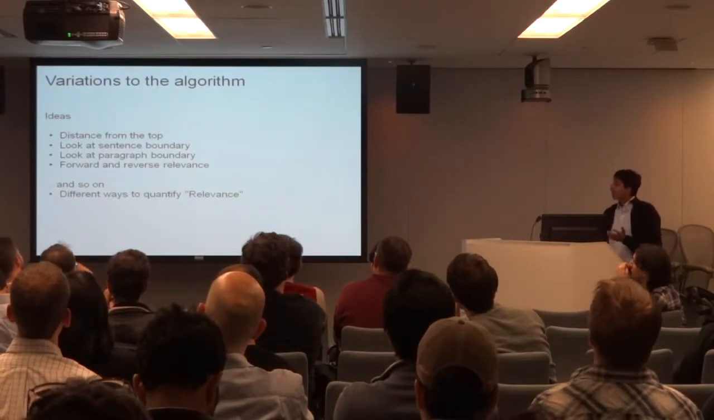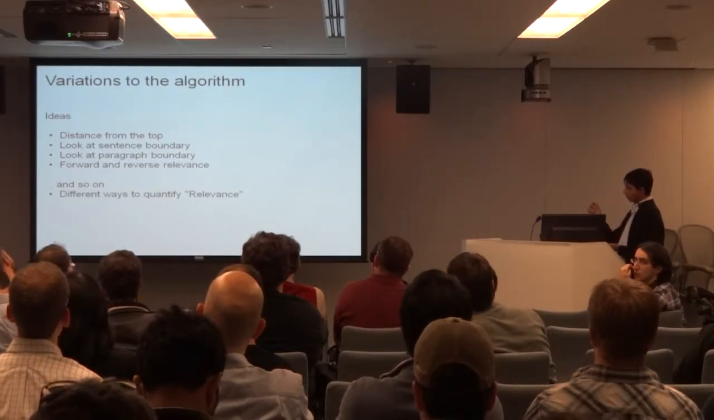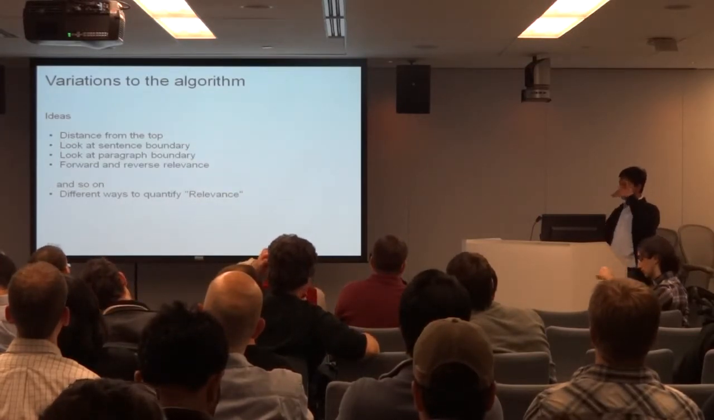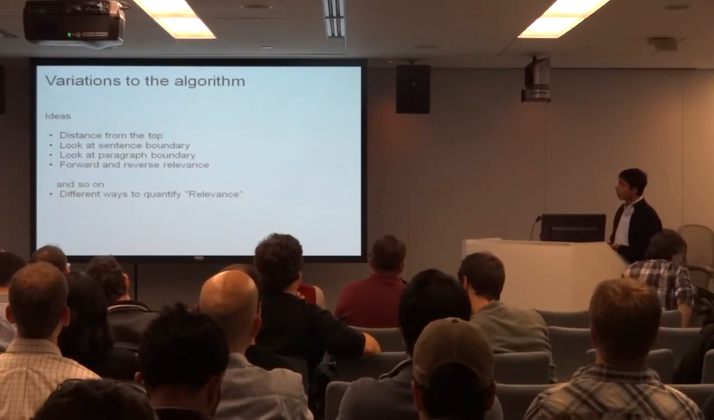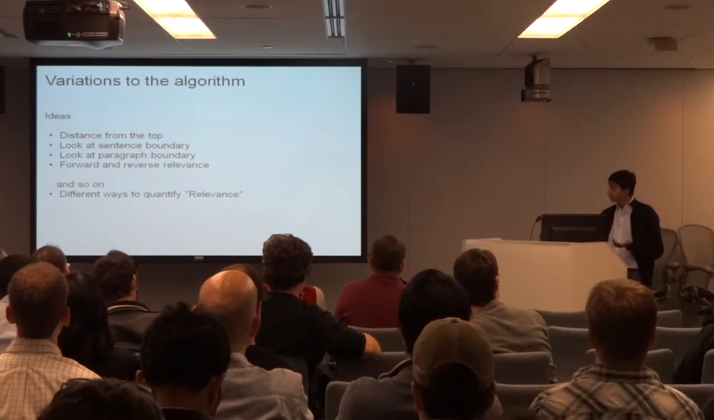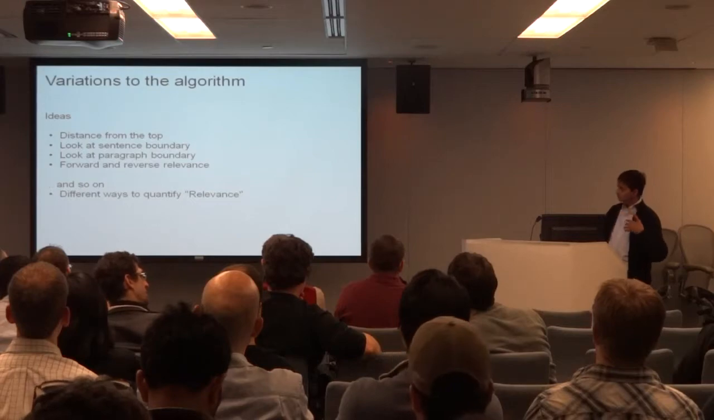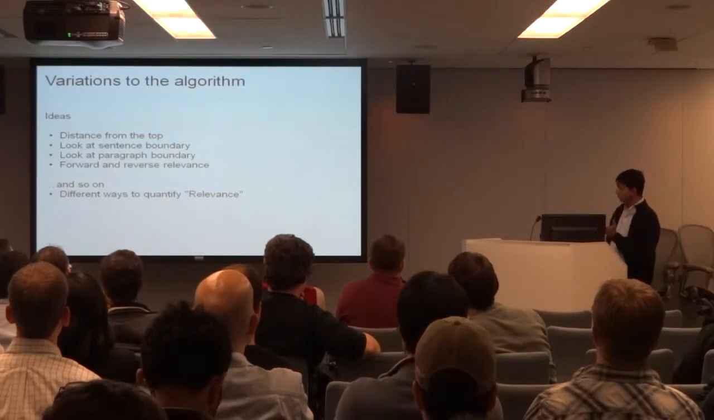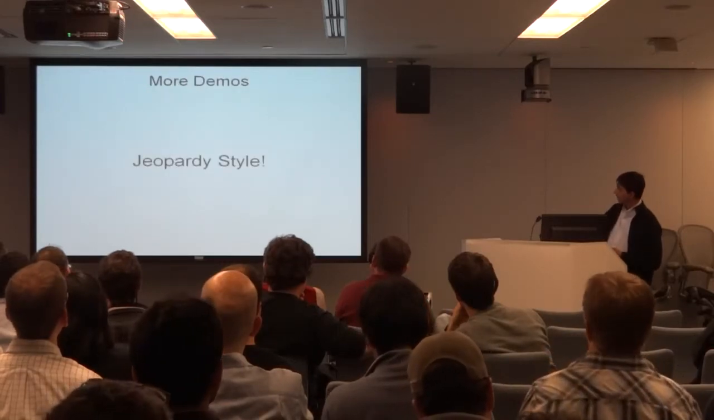There are a lot of variations that can be done to the base algorithm. For example, all we did is take the distance of the keywords from the base word, but we could certainly look at words which are closer to the top of the article, and you could make a case that words at the beginning of the article are way more important than those at the bottom. Looking at sentence boundaries, paragraph boundaries, looking at whether you hit the word going forward or going backward in a sentence. So there are a lot of different ways in which you can quantify relevance or distance, and these are all things that can be tried.